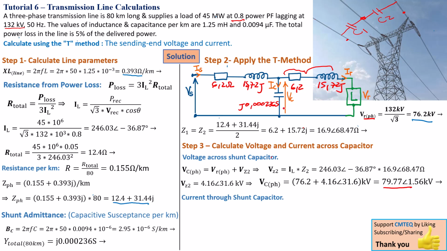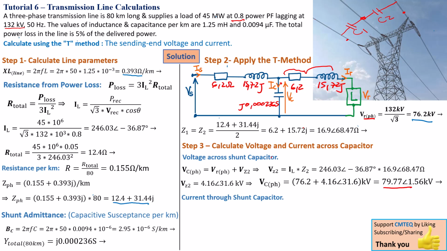Now this current is very important because it is what's going to help us find the sending end current. We know it cannot be the same current, because as this current flows through here, some current flows through the shunt admittance and the rest goes through the load. So we need to find this current so that we can add it to this current to find the sending end current.